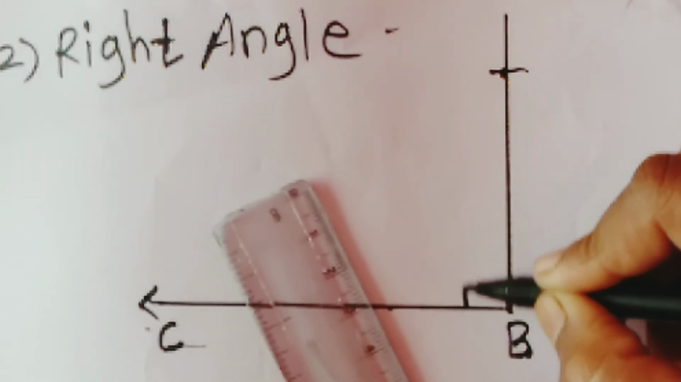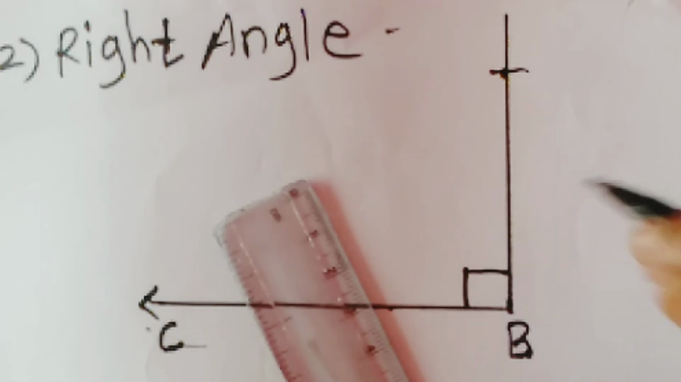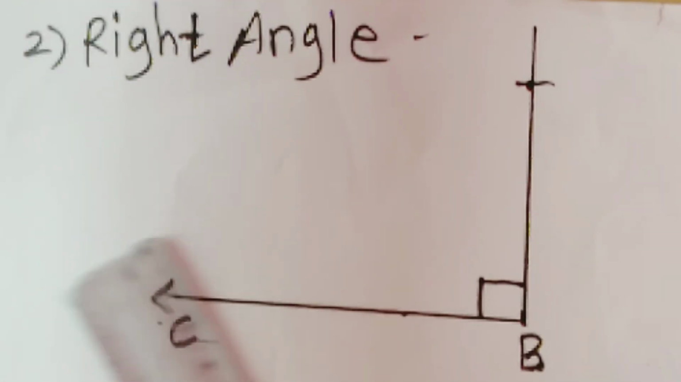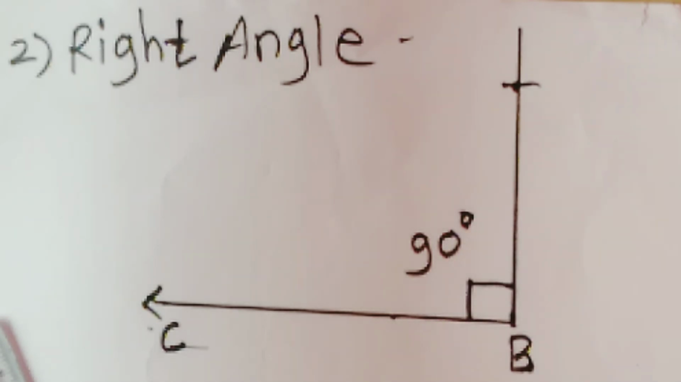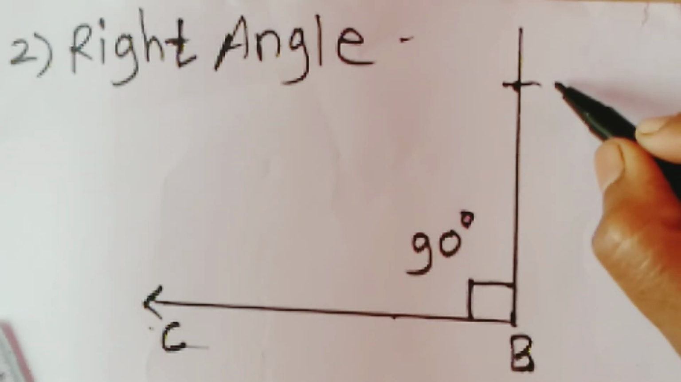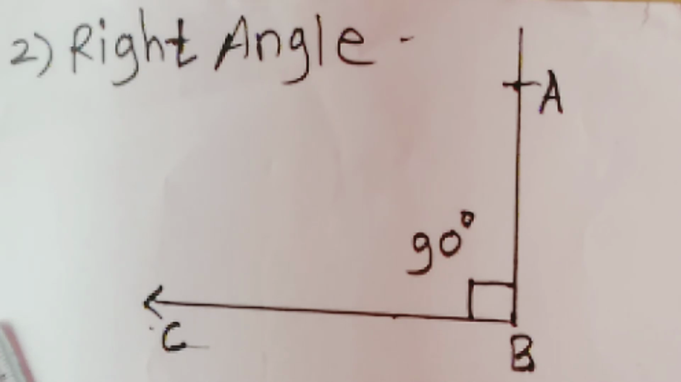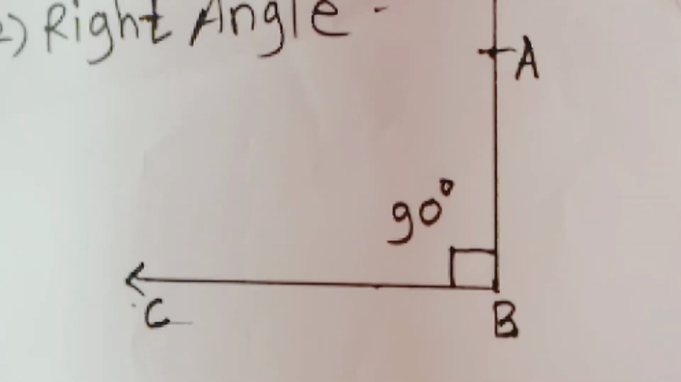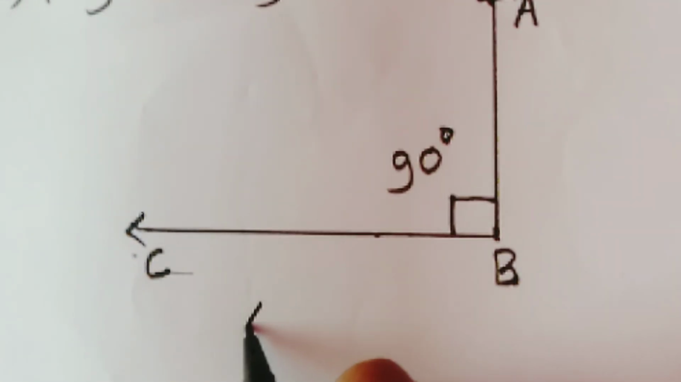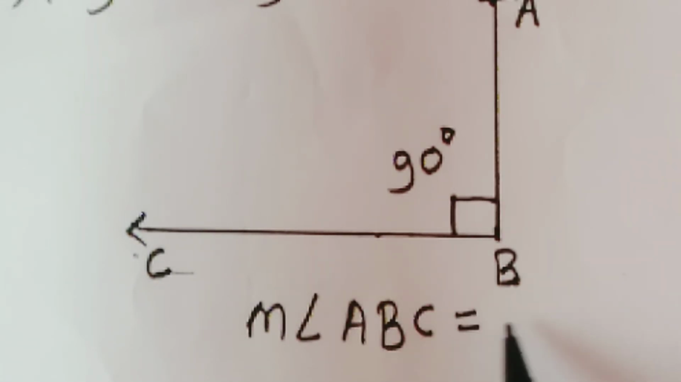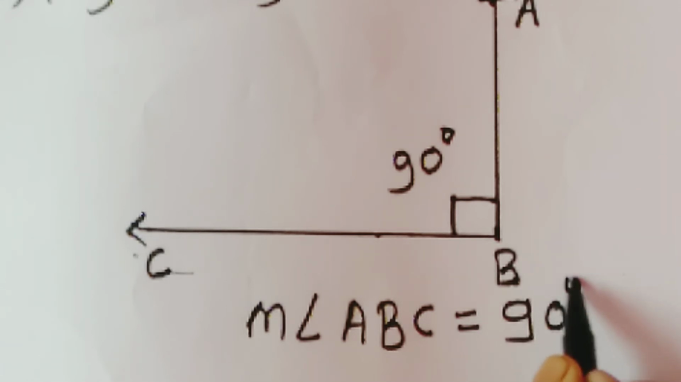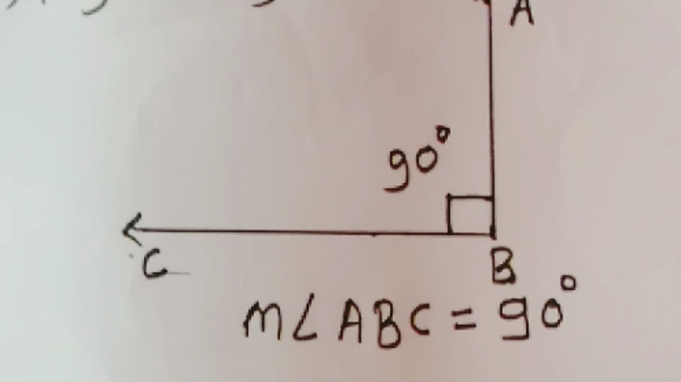Then this is the angle which measures 90 degree. Give here 90 degree and here is name A. We can write this angle like: measure of angle ABC is equal to 90 degree, and it is a right angle.